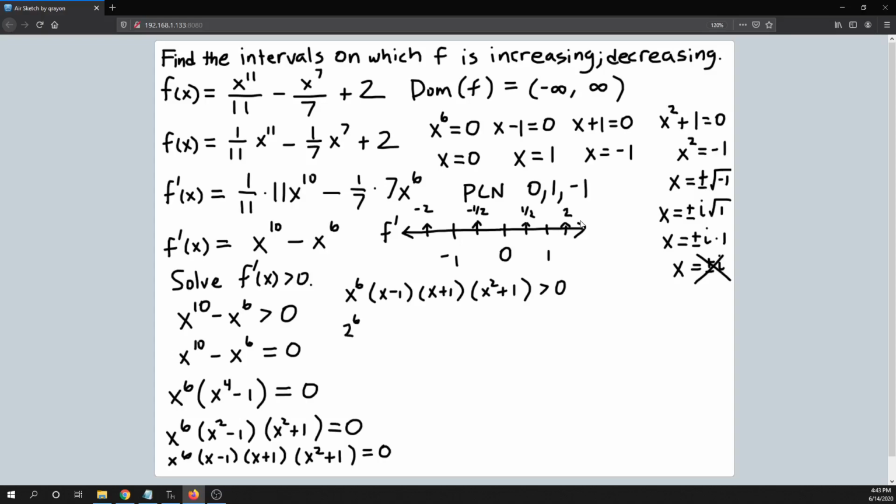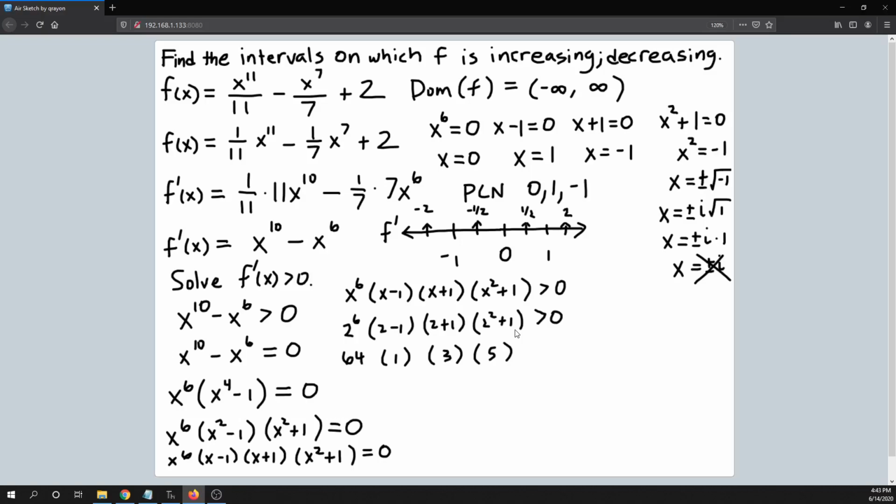So I get 2 to the 6th times 2 minus 1, times 2 plus 1, times 2 squared plus 1, greater than 0. Okay. So when I do that, I get 2 to the 6th. Well, 2 to the 3rd is 8, right? So that is going to be a 64. That's going to be a 1. That's going to be a 3. And this is going to be 2 squared is 4. 4 plus 1 is 5.